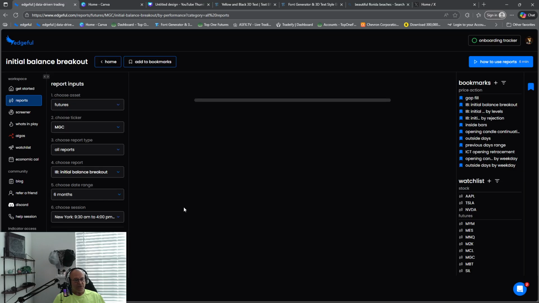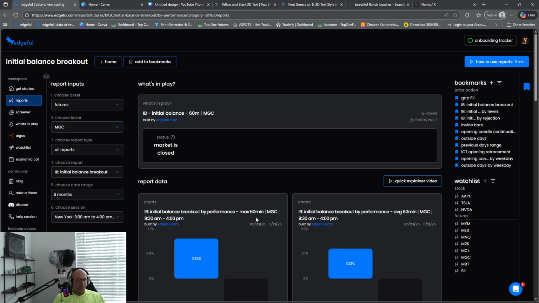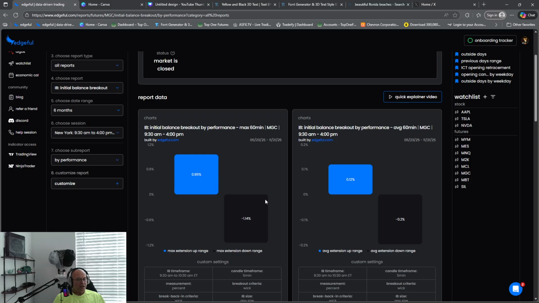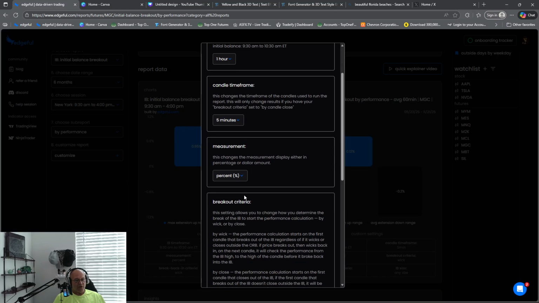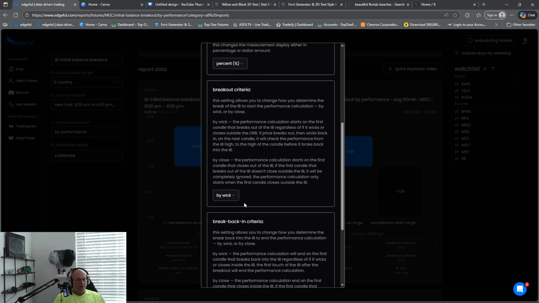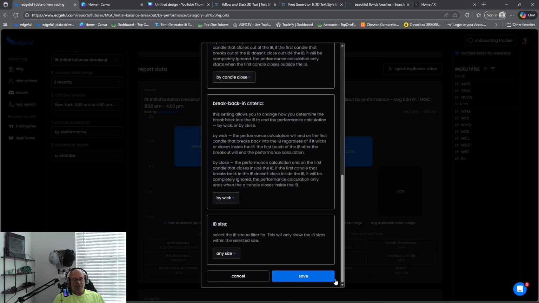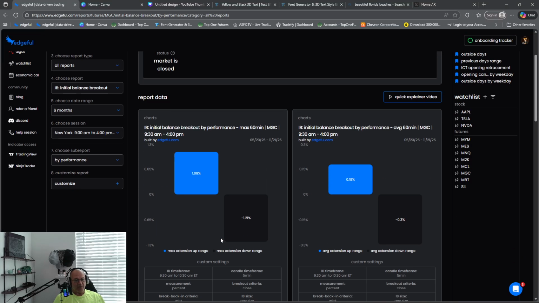We're going to go down to by performance. Okay. And now this is going to tell us the maximum extension on, okay, first thing I need to do is go down to customize and work on a buy close percentage. Okay. So I'm always looking for the candle to close outside the initial balance before entering a trade. And these are the numbers I want to see specifically by close.